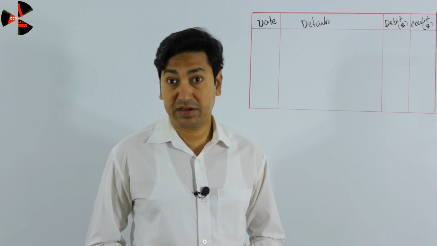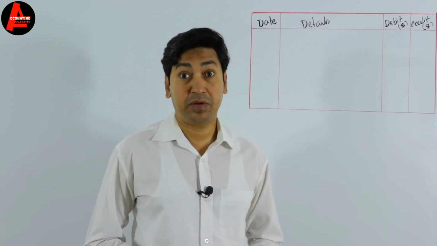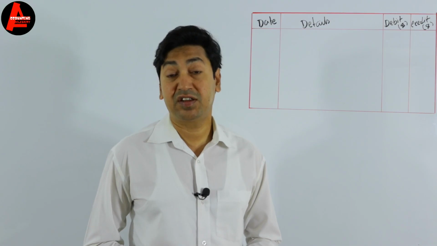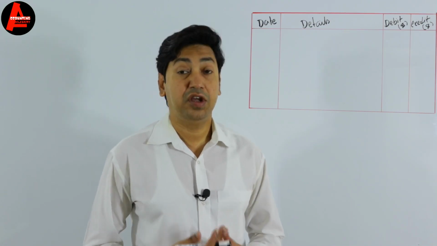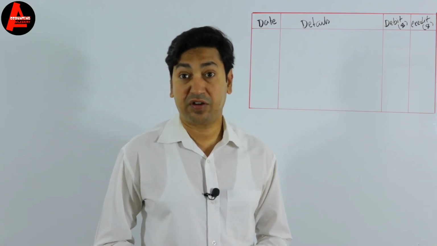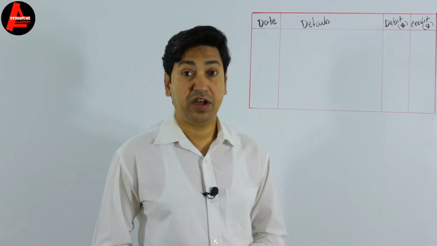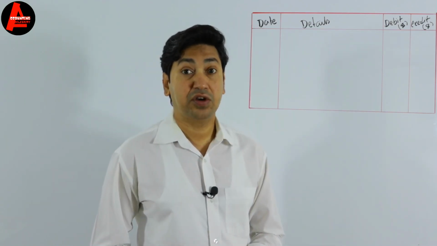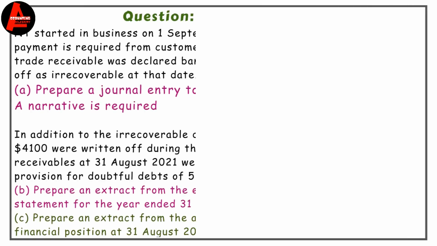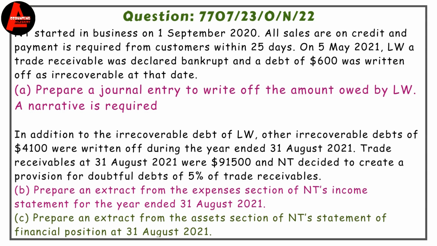Journal entry for bad debts or irrecoverable debts seems complicated to many students. This chapter is very important for accounting exam. So today I will take a question from Cambridge O-Level Accounting past paper. Here it is written: Anti started in business on 1st September 2022. All sales are on credit and payment is required from customers within 25 days.